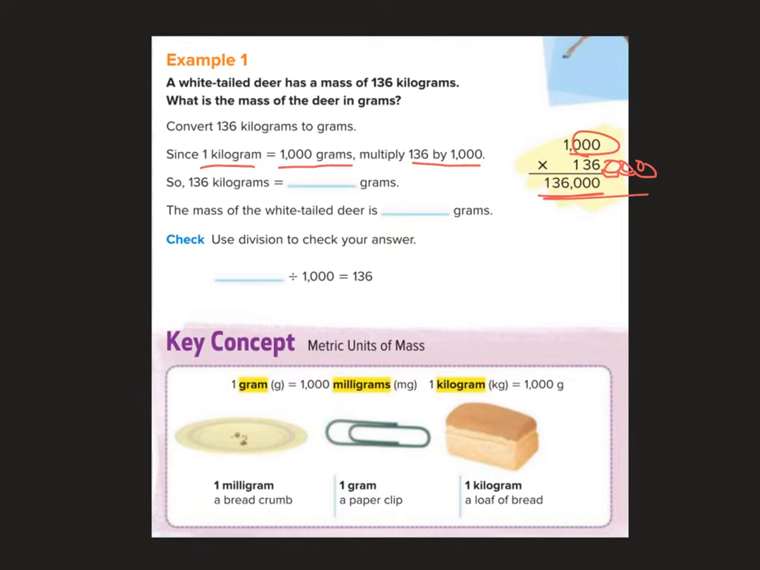Is that what we got for an answer? Yes. So it equals 136,000 grams. Notice again, in the metric system, we're just moving those decimals. The mass of the white-tailed deer is 136,000 grams. Check using division: 136,000 divided by 1,000 is equal to 136. Let's see. Here's my decimal, 3 zeros, 3 spots, 1, 2, 3, because I'm getting smaller when I divide. Equals 136. Yep. Check.